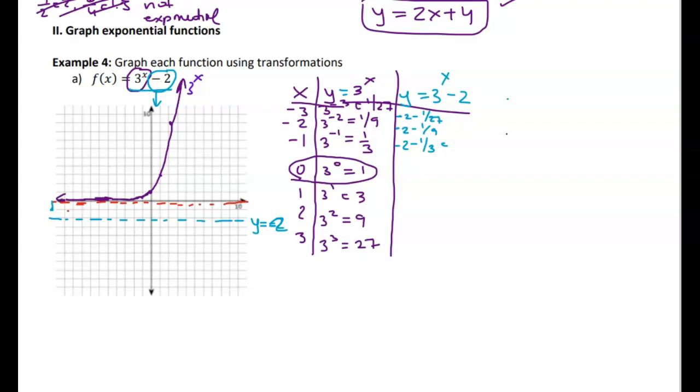So negative 2 plus that, so this is like negative 1 2/3. Negative 2 plus 1 is negative 1. Negative 2 plus 3 is 1. Negative 2 plus 9 equals 7. And negative 2 plus 27 equals 25. So all the y values get shifted 2 units down, 2 units down, 2 units down, and all these the same. So same shape, but a vertical shift like this. So this is 3 to the x minus 2. All right, so that's the graph.